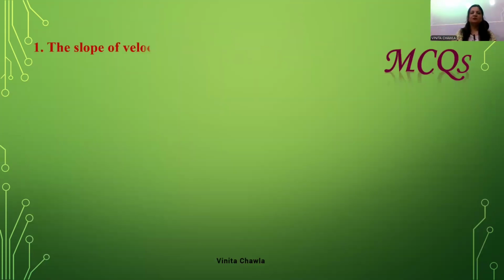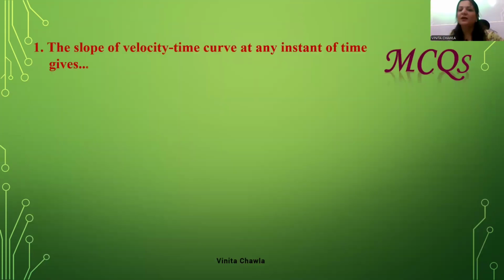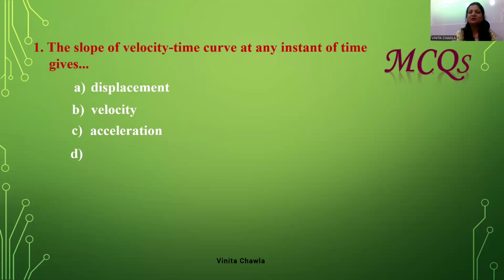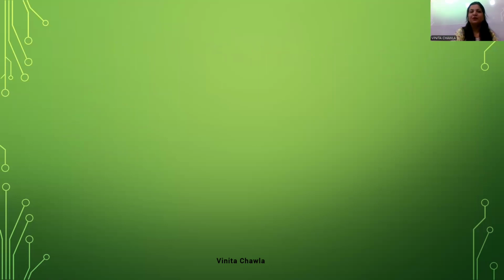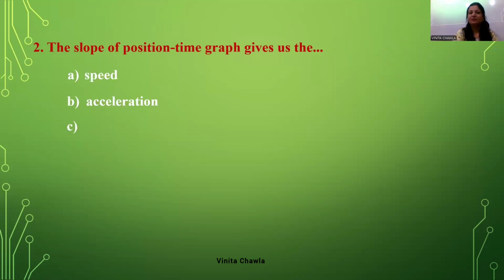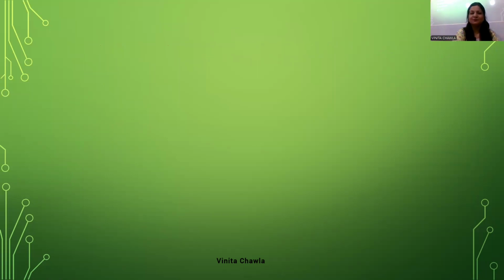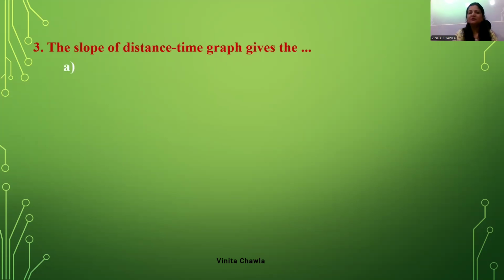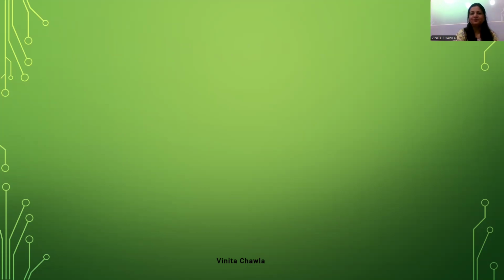MCQs based on this. The slope of velocity time curve at any instant of time gives displacement, velocity, acceleration, retardation. Next question. The slope of position time graph gives us the velocity. The slope of distance time graph gives the speed is the correct answer.